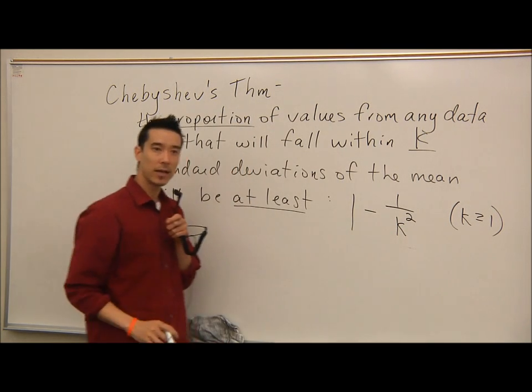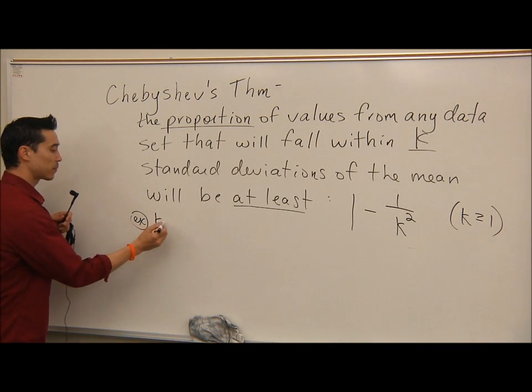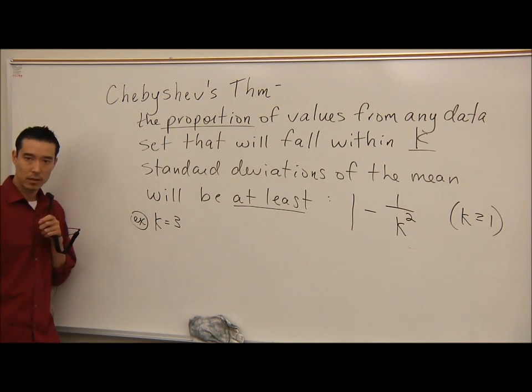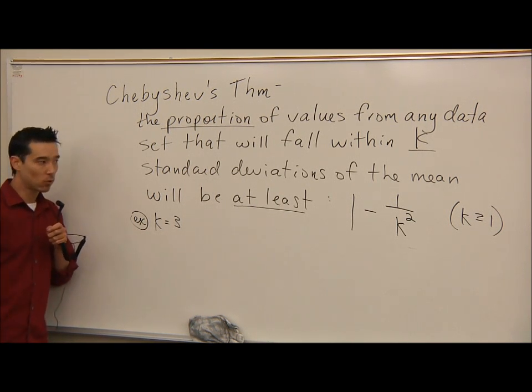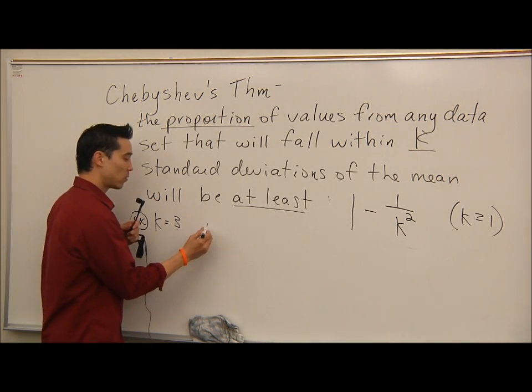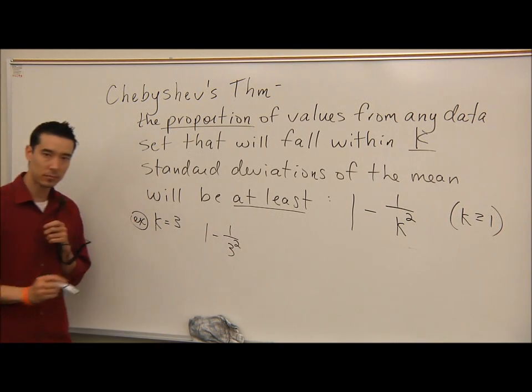Okay? Let's do that example. Let's say, hey, example, let's let k be 3. Okay? So if k was 3, then we're using Chebyshev's theorem to say the percentage of all values in that data set that fall within 3 standard deviations of the mean will be at least 1 minus 1 over 3 squared. What is 3 squared?